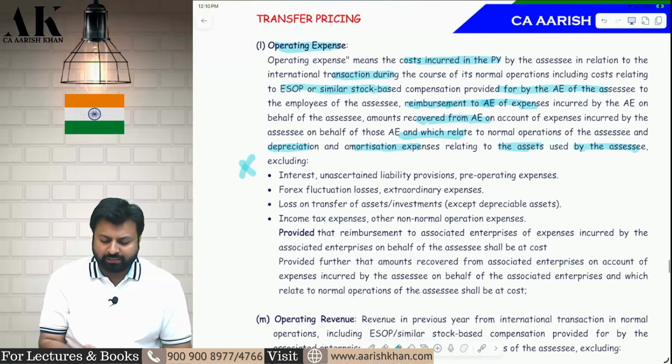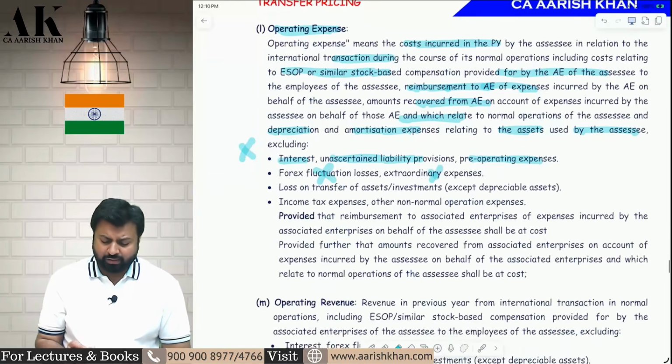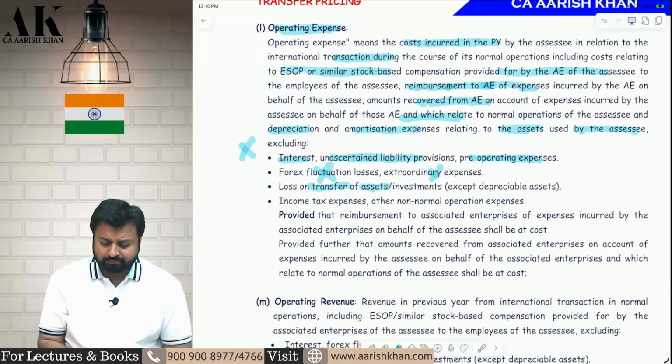But do not include these things. Do not take financial expenses like interest, uncertain liability, pre-operative expenses like preliminary expense. Do not take forex fluctuation losses. Do not take extraordinary expenses, loss on transfer of assets. Income tax expenses, do not take.